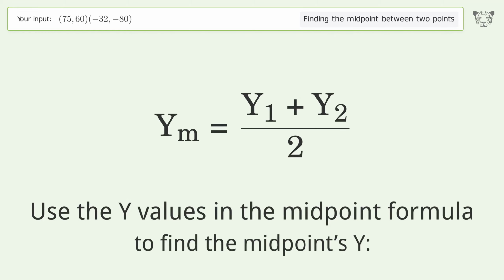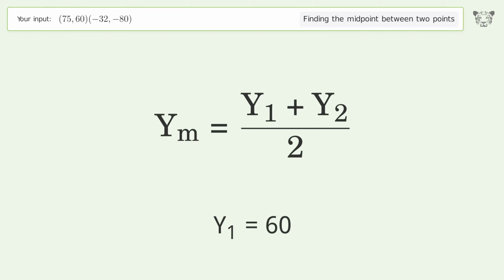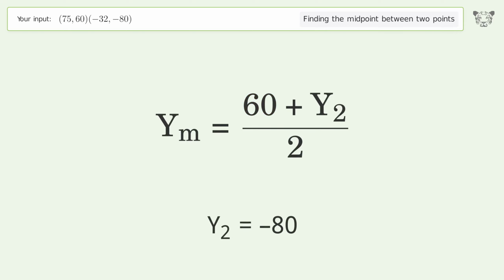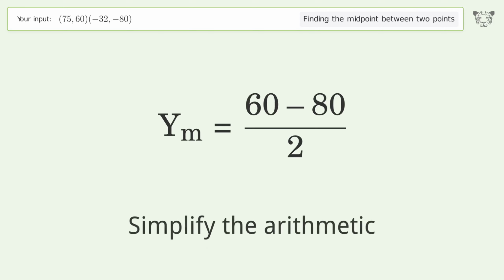Use the y values in the midpoint formula to find the midpoints y. y1 equals 60. y2 equals -80. Simplify the arithmetic.